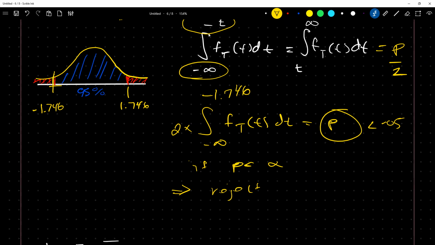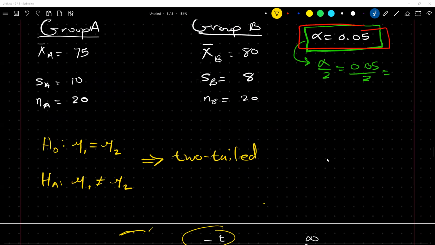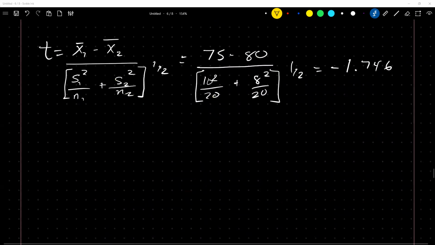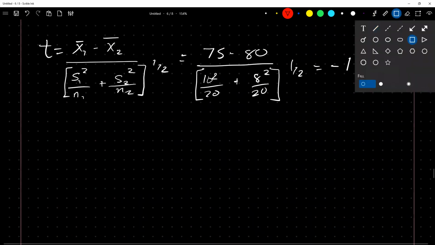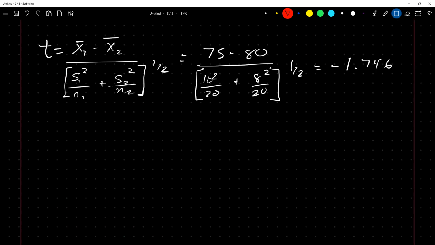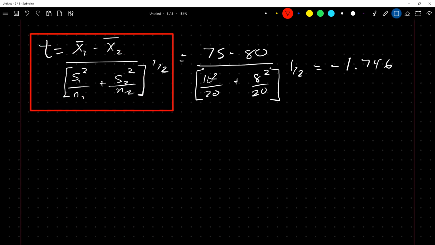So let's go back over to Wolfram now that I've shown you how to calculate that. You can just use this formula here. Anytime you have the two-sample independent t-test, you can use this one right here. This formula here. Okay, so now let's go back over to Wolfram.